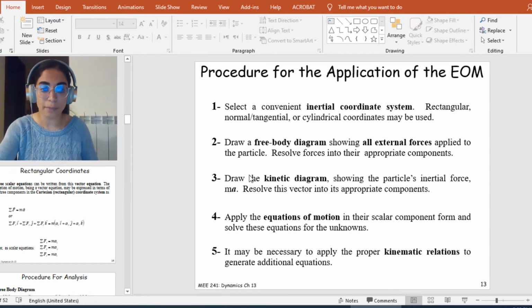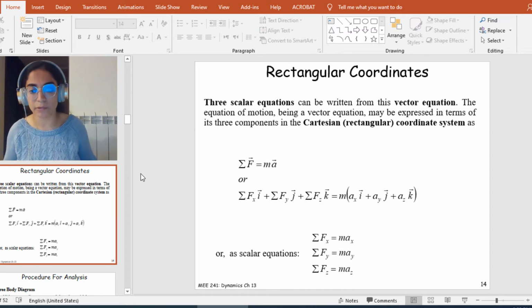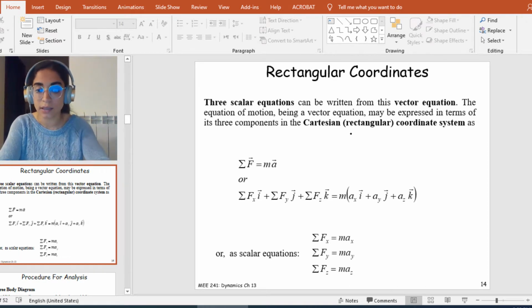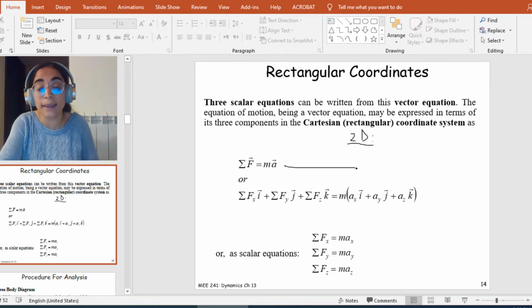So let's start, for example, by defining the rectangular components. I know that the sum of forces equal to ma is a vector equation. So if I want to put it in a scalar form, let's say I am in 2D, so I only have two directions, x and y, I can put this sum of forces equal to ma in a scalar form. For example, I can say that the sum of Fx is equal to max and the sum of Fy is equal to may.